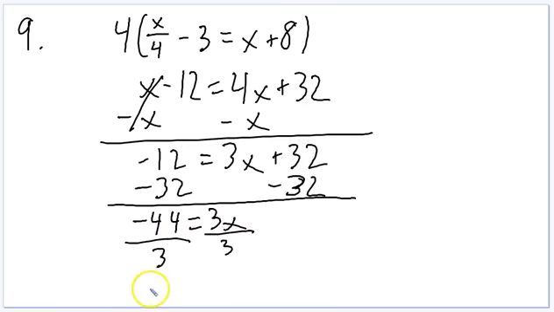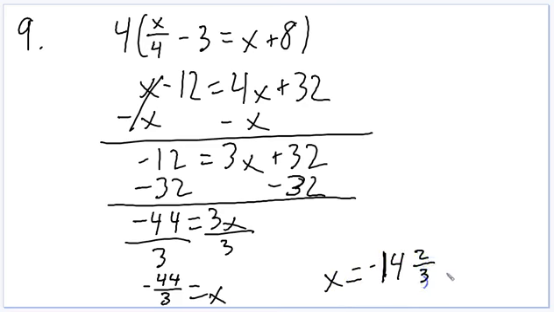And x is either going to equal negative 44 over 3, or x equals negative 14 and 2/3, or x equals negative 14.6. My apologies for that. I got a lot of emails about it, but don't worry about it. All right, moving on.